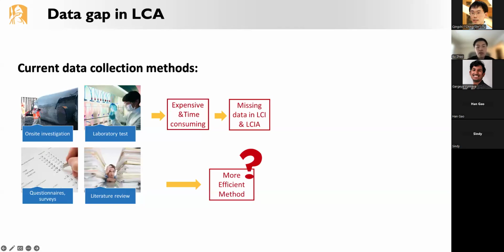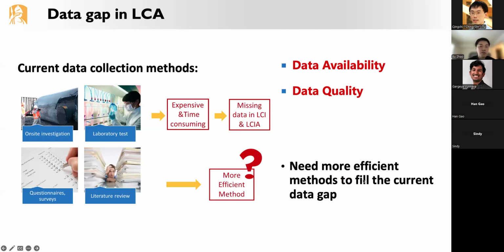We could also collect some second-hand data from existing databases or published papers, but this data may not always suit your specific case. Therefore, LCA studies are always challenged by data availability and data quality issues. This may limit the application of LCA in supporting decision-making. These challenges are hard to solve using traditional methods, and it is urgent for us to find a more efficient method to fill the current data gap.